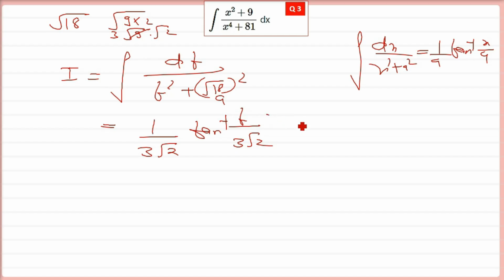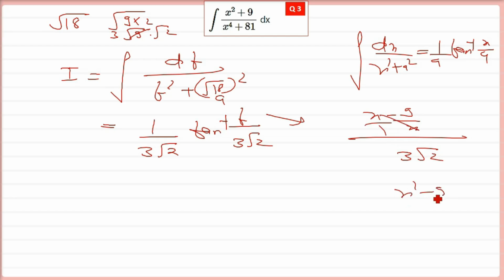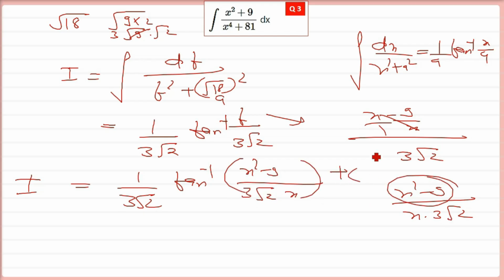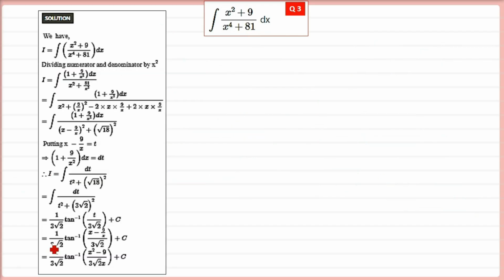And what was t initially? It was x minus 9 by x. So 3 root 2 is already there. I am talking about what is inside tan inverse. So I am just resolving it. So x square minus 9 divided by x into 3 root 2 will come. That I can replace inside tan inverse. So the integration has become directly like this: 1 by 3 root 2 tan inverse x square minus 9 divided by 3 root 2 x you can write, plus a constant of integration. This is the final result. So this is how it can be done.